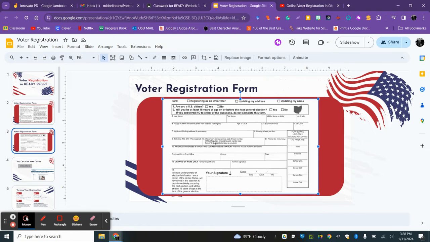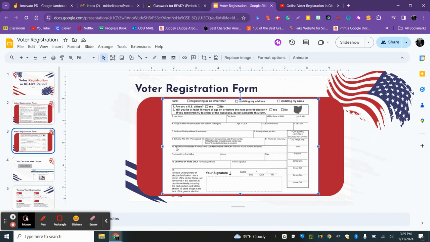If you have your license or your state ID, get that out now. Go ahead and indicate the number in this box. If you don't have a license or state ID, go ahead and give the last 4 digits of your social security number and write them there. Then in box 11, you put your phone number. This is not required. It is voluntary.